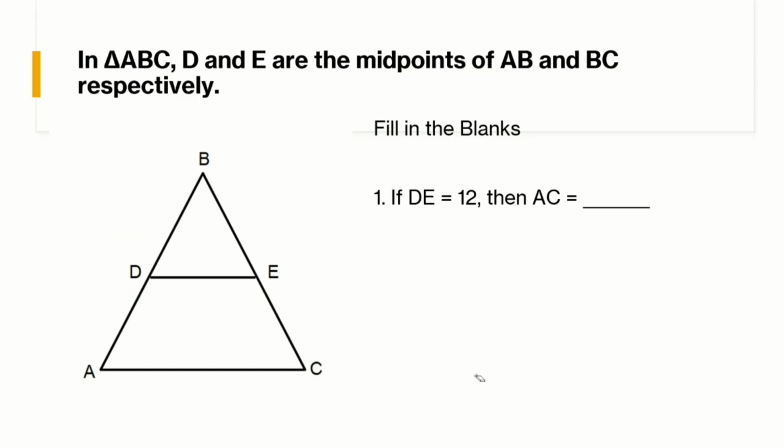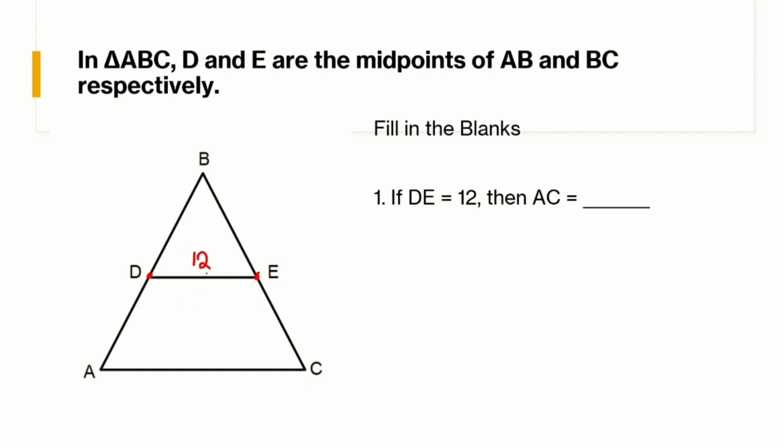Okay, let's try to apply the midline theorem in this problem. In triangle ABC, D and E are the midpoints of segment AB and BC respectively. Now let's try to answer if DE is equal to 12 and find the measure of segment AC. So the measure of segment DE is 12.